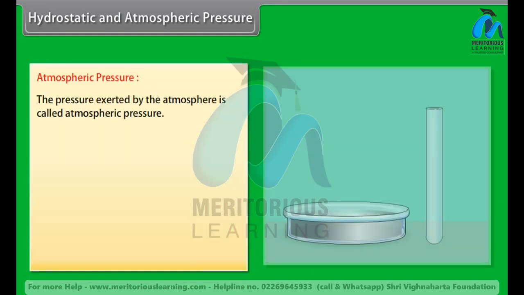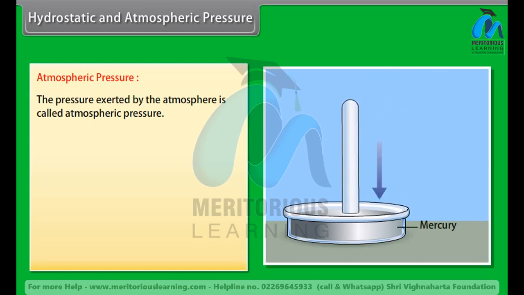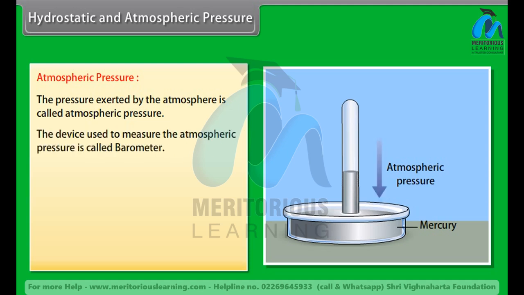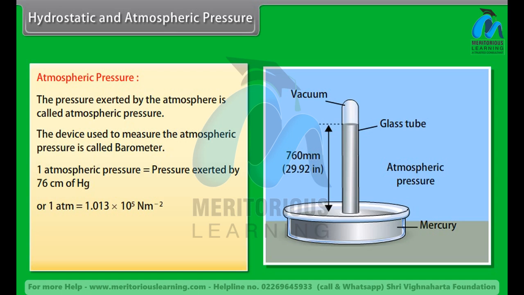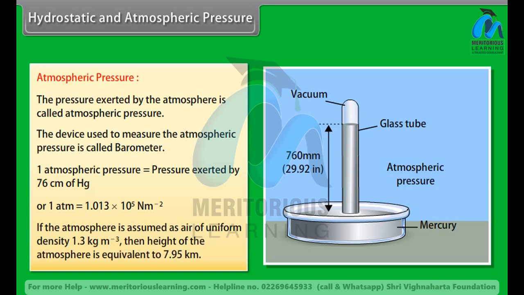Atmospheric pressure. The pressure exerted by the atmosphere is called atmospheric pressure. The device used to measure atmospheric pressure is called a barometer. 1 atmospheric pressure is equal to the pressure exerted by 76 centimeters of mercury, or 1 atm = 1.013 × 10^5 Newton per square meter. If the atmosphere is assumed as air of uniform density 1.3 kilogram per cubic meter, then the height of the atmosphere is equivalent to 7.95 kilometers.